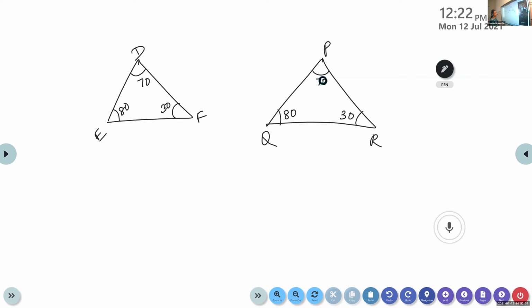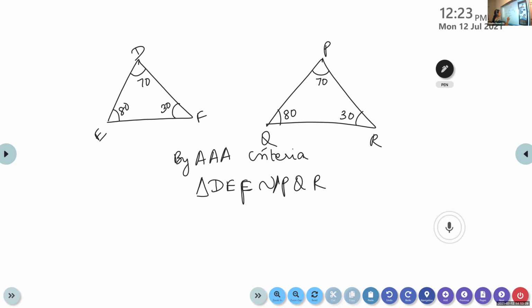Now look at the angles. Whether all the angles are same. Yes, ma'am. Which criteria can you use? By AAA criteria. Vishnu Priya, now try the order. Triangle DEF is similar to PQR. Here, measurement is not given, length is given, isn't it? You have to check the angle.